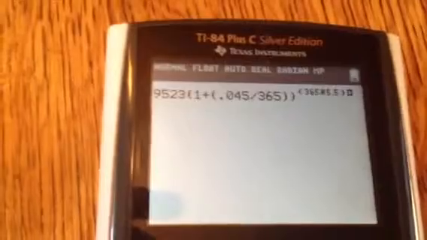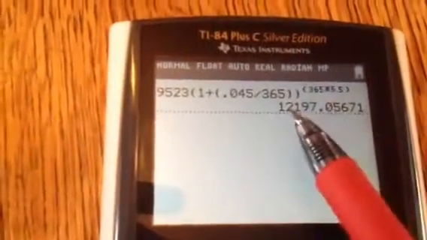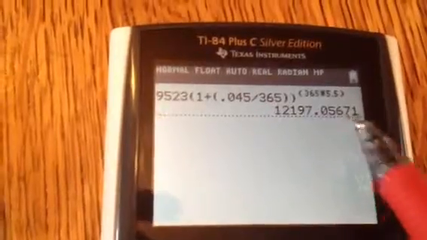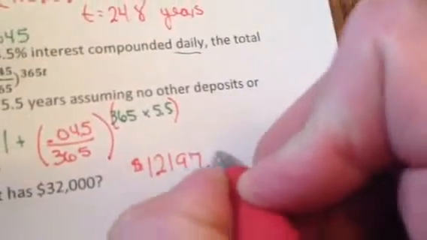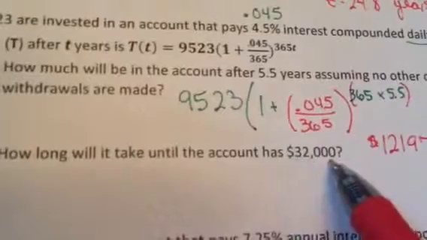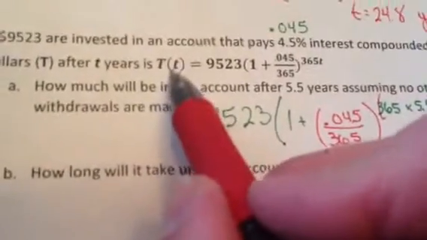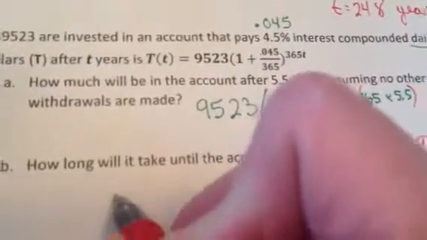Okay, and this is money, so I'm going to round it to the nearest penny. So $12,197.06. So that's how much I'm going to have after 5.5 years. All right, so the next one is how long will it take until the account has 32,000? So I'm going to put that in for here, and I will be solving for t. So just putting everything in there.